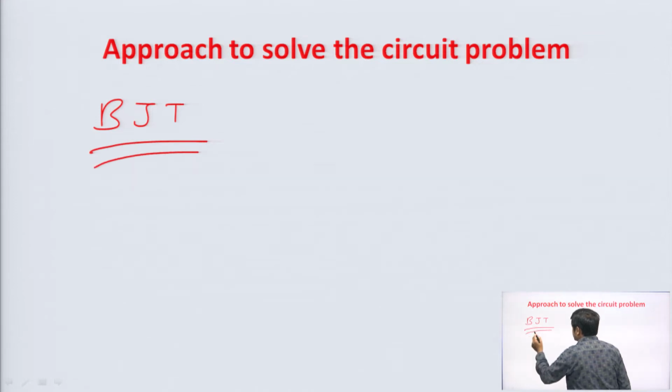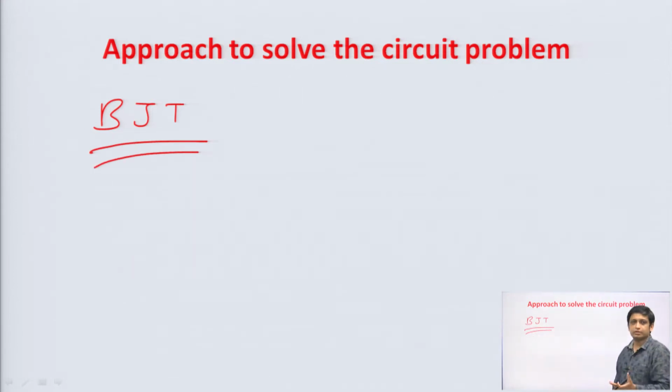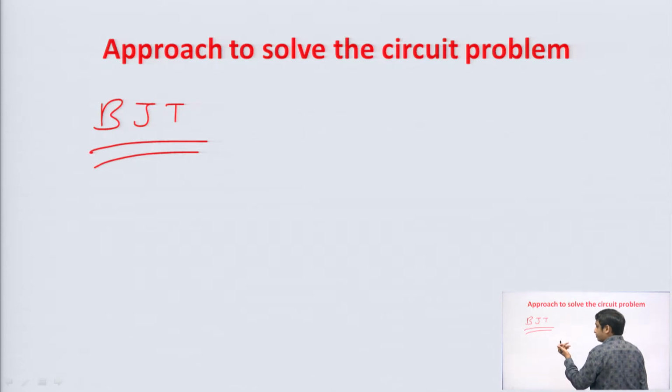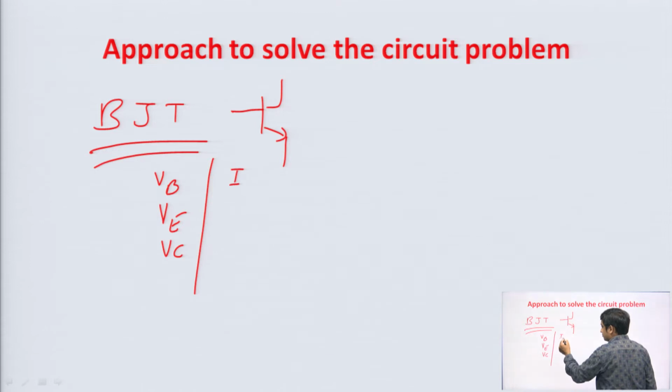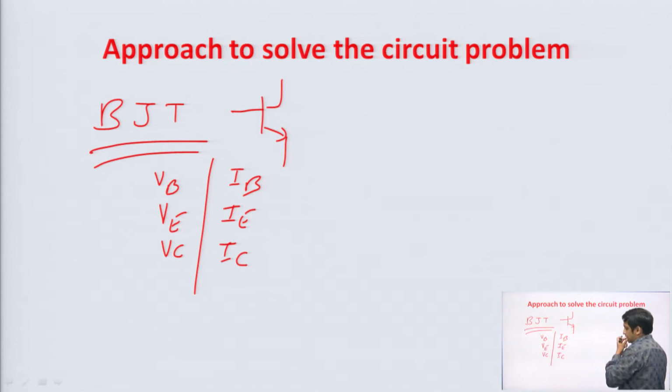Now, see, if any circuit is given which contains this active element BJT, then we need to find out the different node voltages and branch currents. Node voltages means, in case of BJT, it is your base voltage, emitter voltage, collector voltage, base current, emitter current and collector current. Fine. So, we should know few things before solving the problem.